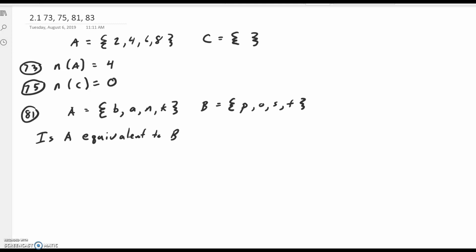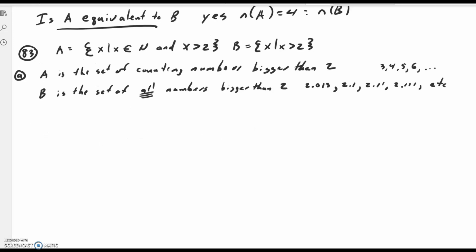In problem 81, we're asked, do these have the same number of elements? Are they equivalent? Do they have the same cardinal number? Those are all equivalent questions, and the answer is yes, they both have 4 elements. So we could say yes, the cardinal number of A, the number of its elements, is 4, and that equals the cardinal number of B. And so, yes, they are equivalent.